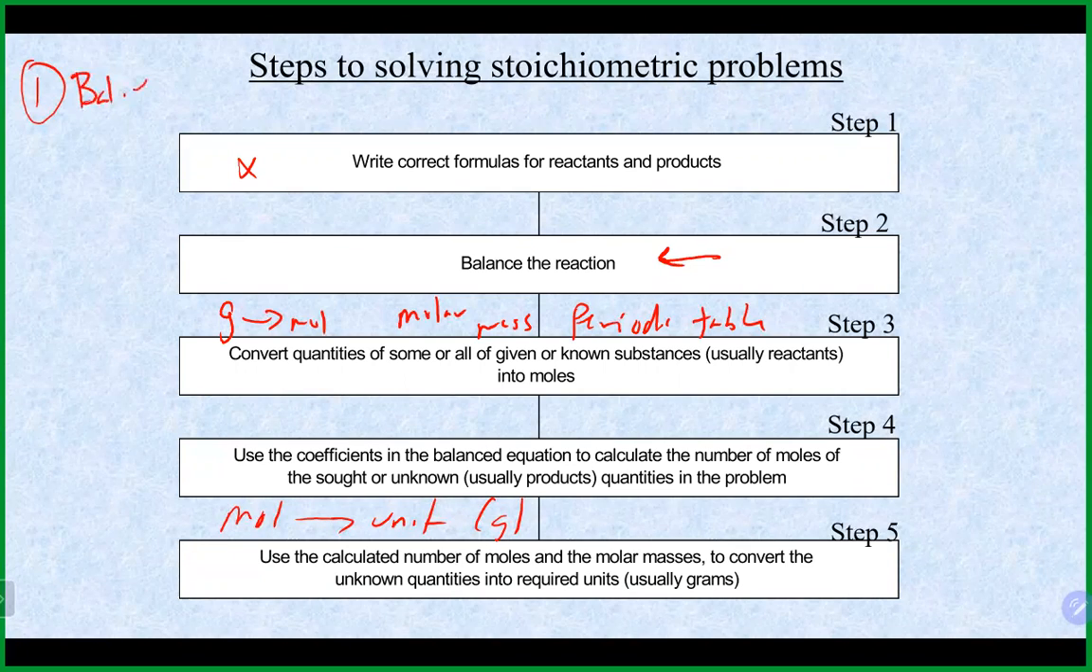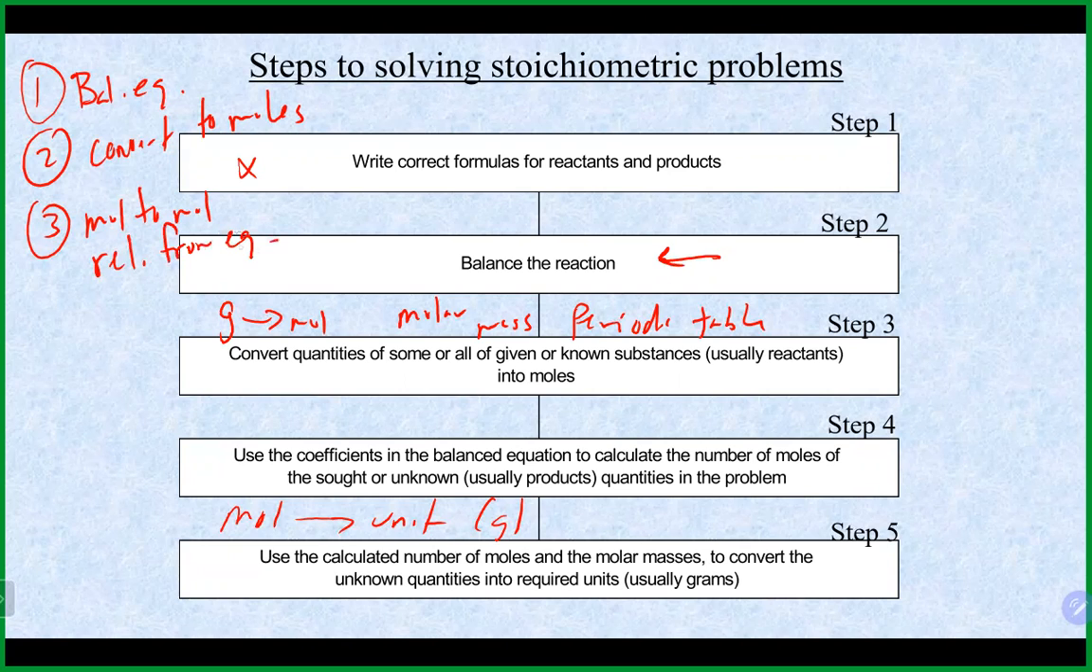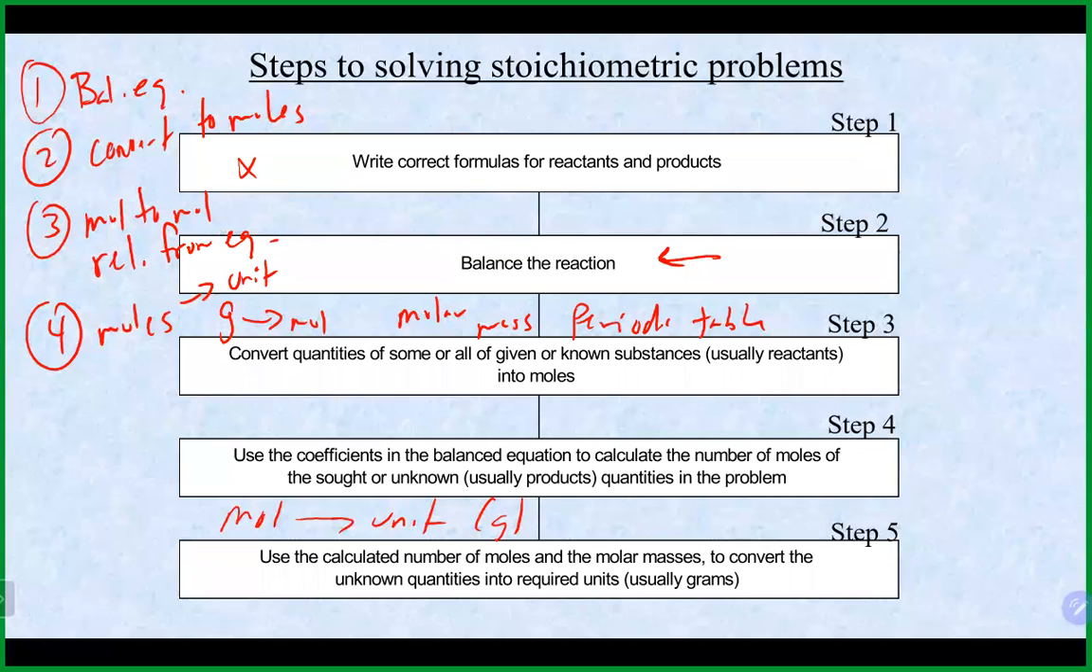You want to make sure you have a balanced equation. You want to convert to moles. You want to use the mole to mole relationship from the equation. And then 4, convert moles to some other unit if necessary. So if you follow those 4 steps in order, you should always get the right answer, I would hope, as long as you didn't make a calculation problem.